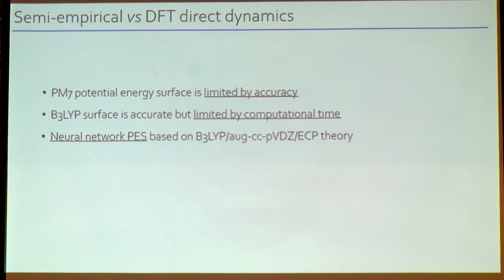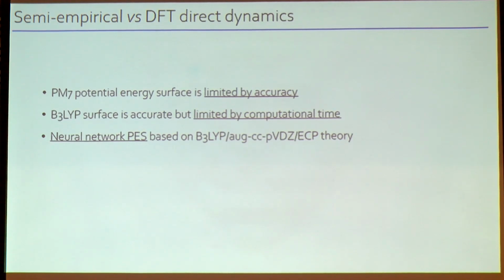Now, it's a comparison of the simulations, the semi-empirical and DFT simulations. The PM7 surface is quite fast, trajectories are quite fast. The problem is they are limited by accuracy. The main issue is the overestimation of the hydrogen transfer channel. The B3LYP method is good, but we are limited by the computational resources. So then we thought, can we use a neural network surface to train this B3LYP surface?